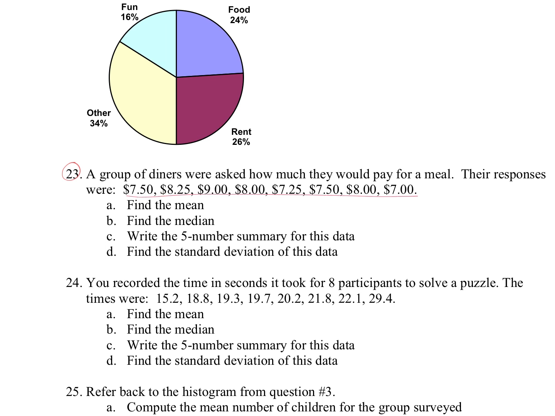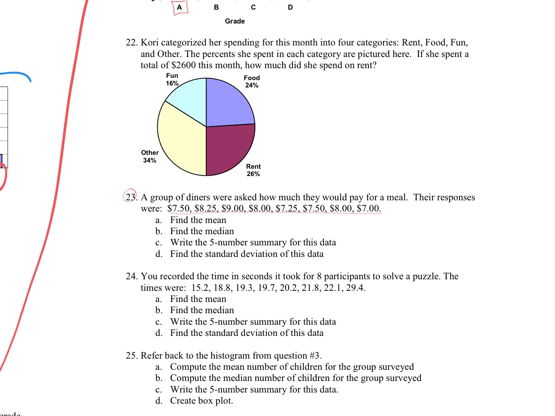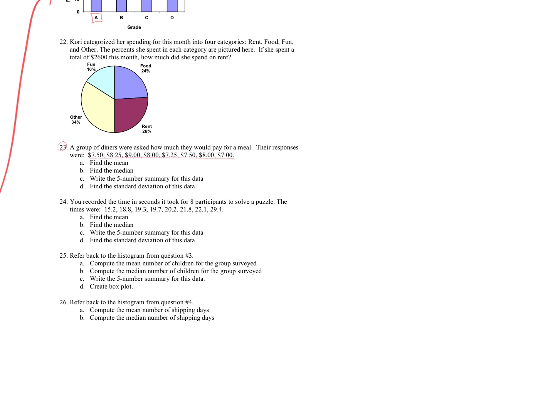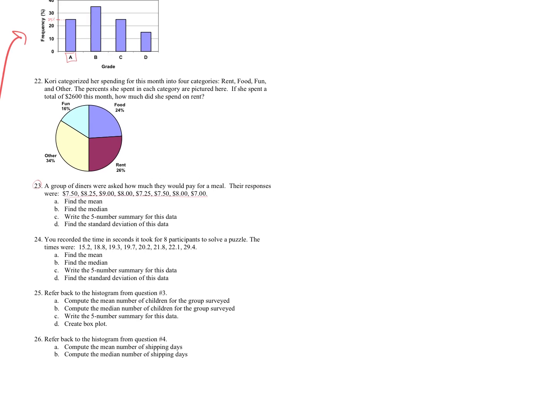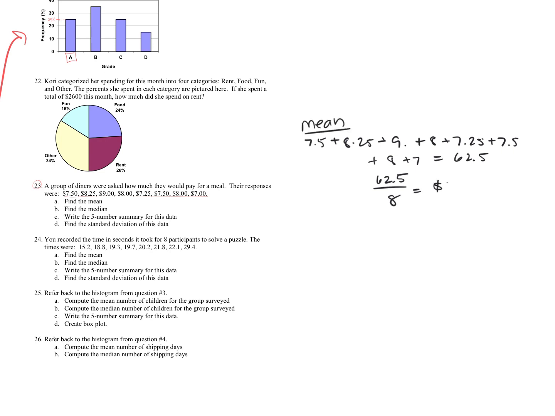We need to find the mean, median, a 5-number summary, and the standard deviation of that. All right, so I need to get some clear space. I'm gonna go right over here. And so to calculate the mean, we just add them all up, which will be 62.5, and we take that 62.5 and divide by the total number of data pieces. And so that's dividing by 8, which will be about $7.81 is the mean for each of those meals.